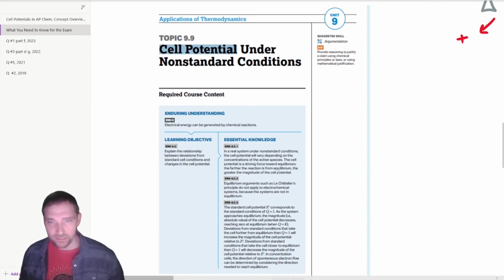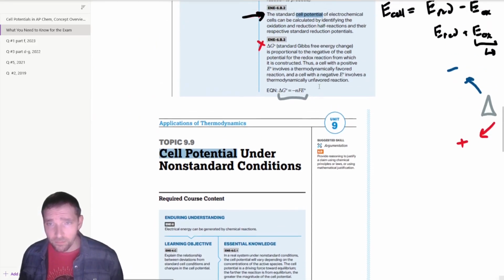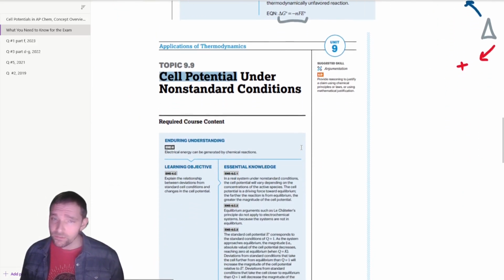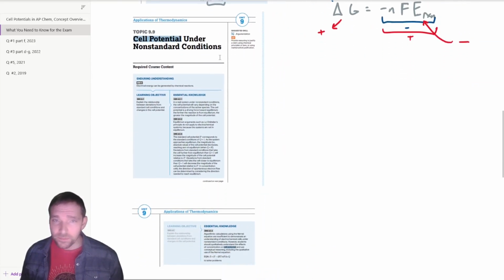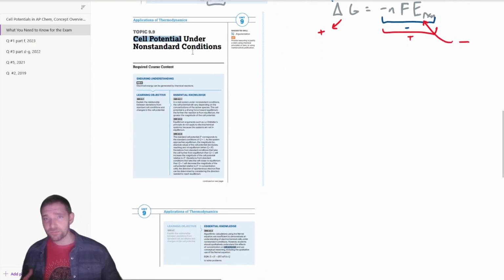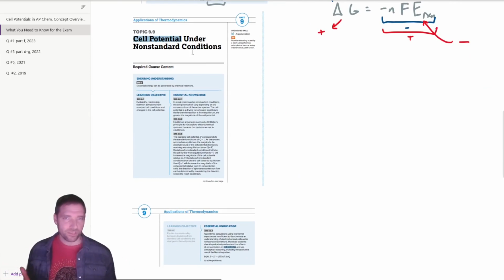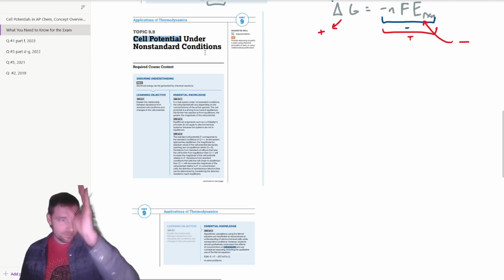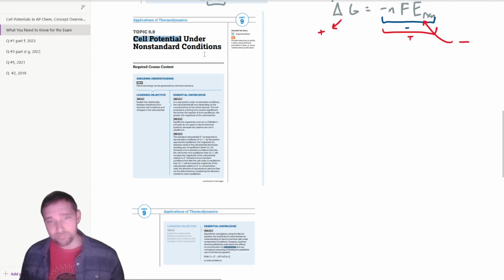So there's a whole lot going on there, but we've only really talked about standard conditions. And this is a little bit weird because we talk about cell potentials under non-standard conditions, but we don't do Gibbs free energy in non-standard conditions for AP Chem, which can cause, to say the least, quite a bit of confusion. So we need to really talk about what is standard, like define that.